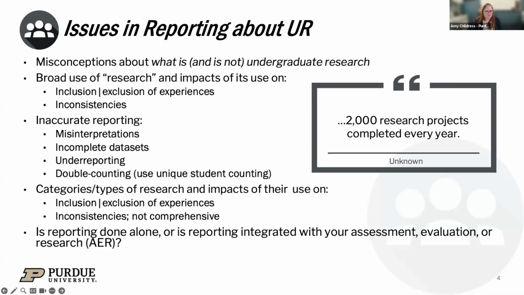So thank you for that. Having that many students gives us a little flexibility in being able to say, we report what we know. We know it's an undercount, and we continue to work on getting better and more accurate data sources. So you can see some of the issues that we've been facing: misconceptions about what is and is not undergraduate research, the broad use of the word research, inaccurate reporting as a result of misinterpretation, not having the complete data set, et cetera.